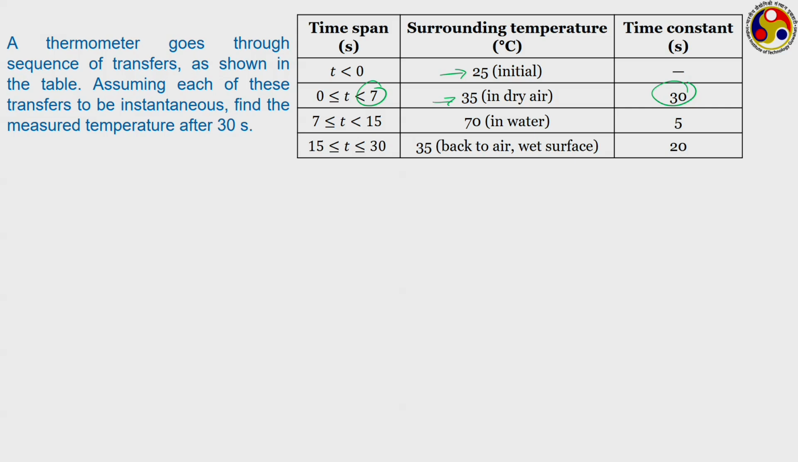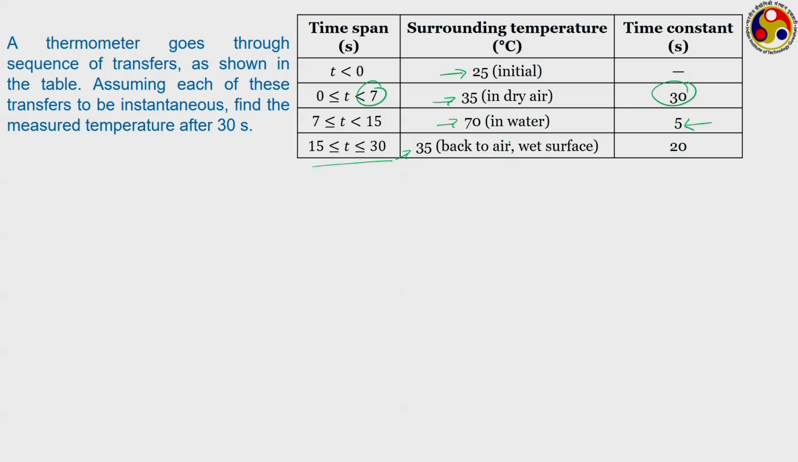it is only the U, the overall heat transfer coefficient, that is changing. So, after 7 seconds we take the thermometer into water kept at 70 degrees Celsius, and corresponding, see the drastic reduction in the time constant. Initially it was air, now we have taken it into contact with a liquid which has much higher thermal conductivity, leading to 1/6 value of time constant. And after that we again take the thermometer back to that container with air at 35 degrees Celsius, and maintain it there for 15 to 30 seconds.